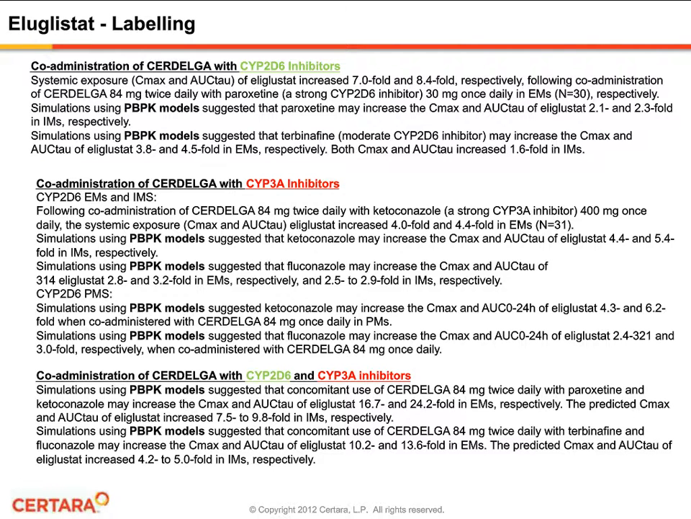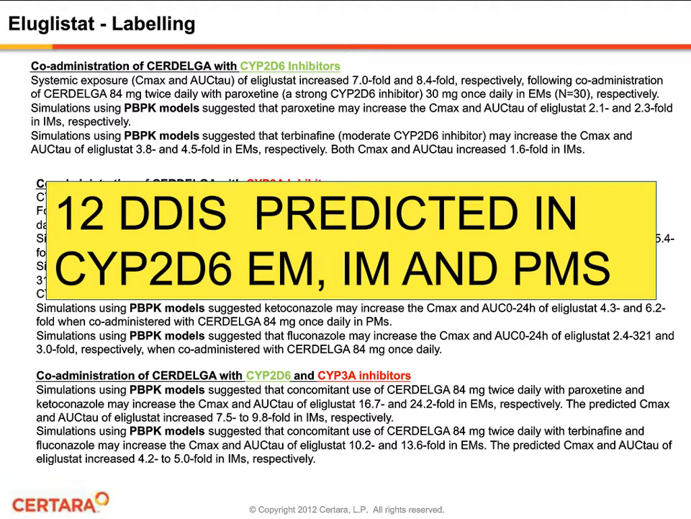And here we've got the information regarding CYP3A4 inhibitors, and here simulations were run where both CYP2D6 and 3A4 inhibitors were actually applied. So here we have 12 DDIs that were actually predicted in CYP2D6 EMs, IMs, and PMs, and that's quite a significant number. And all of the wording appeared in the labeling relating to these particular drugs.